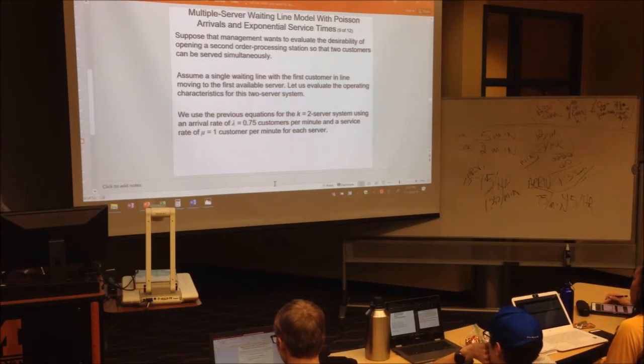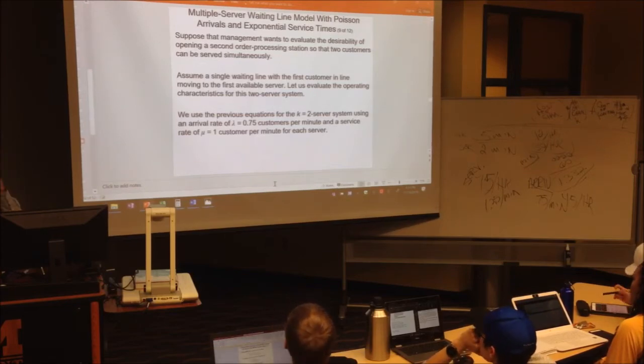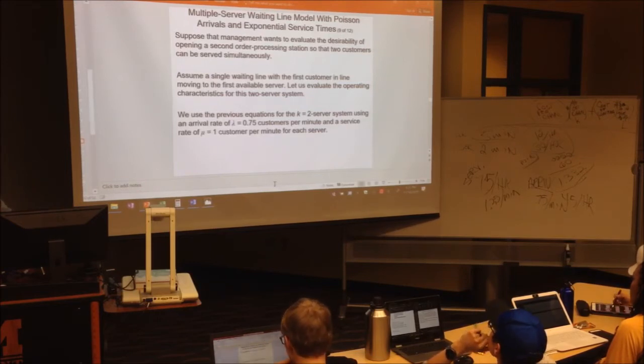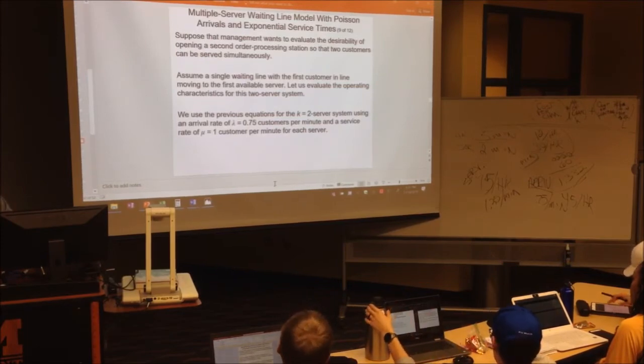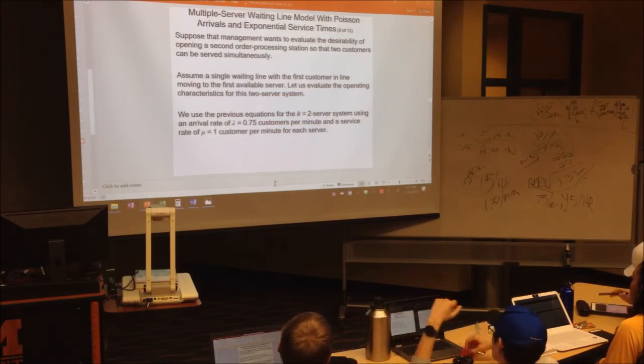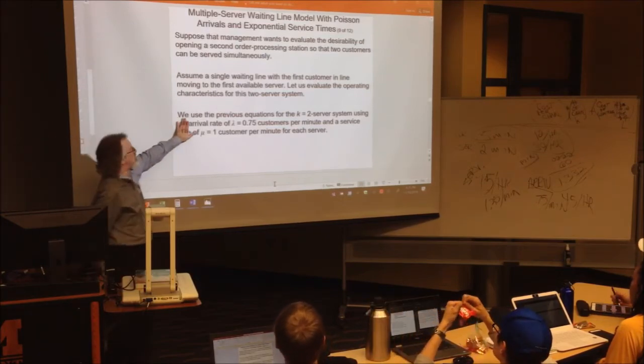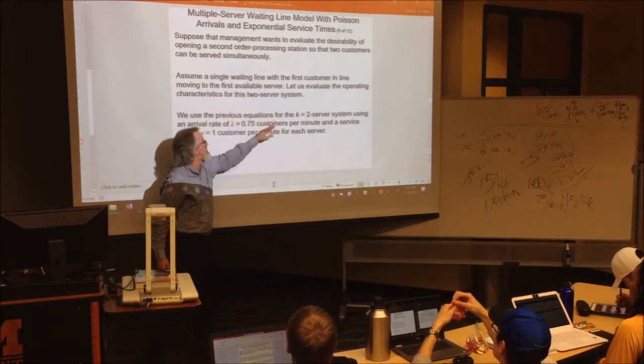Suppose the management wants to evaluate the desirability of opening a second ordering process. We want a second cashier. Assume a single waiting line with the first customer in line moving to the first available server. Let's evaluate the operating characteristics of 2 servers. We're going to use all the previous information.